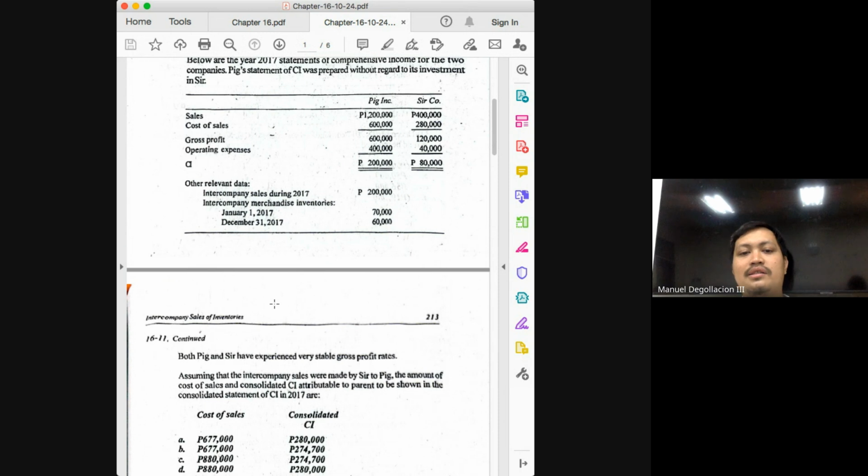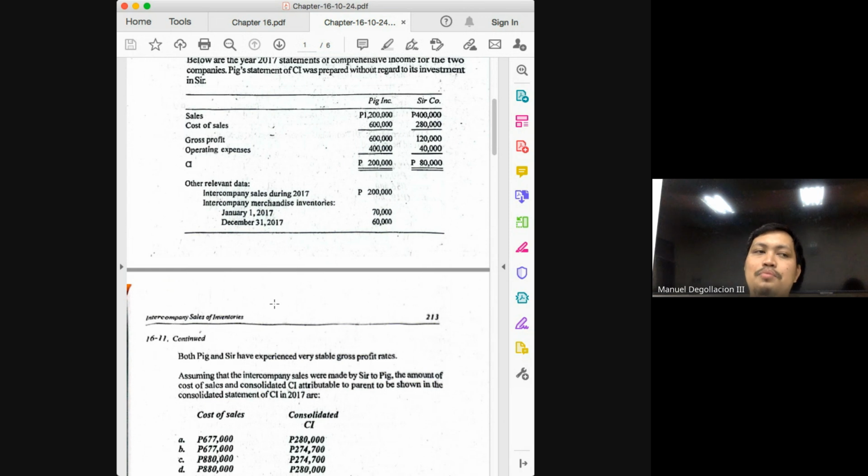How much is the sales of the parent? 1,200,000. Sales of the subsidiary, 400. How much is the intercompany sale? 400,000. And then deduct what? Intercompany sale. Are we given with that information, class? How much? 200. So 1,200,000. Prepare an income statement, class. Beside the subsidiary, 1,200,000 plus 400 minus 200 will give you 1,400,000.